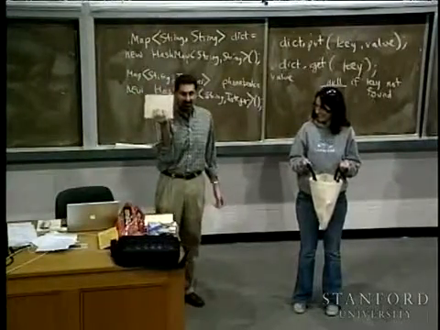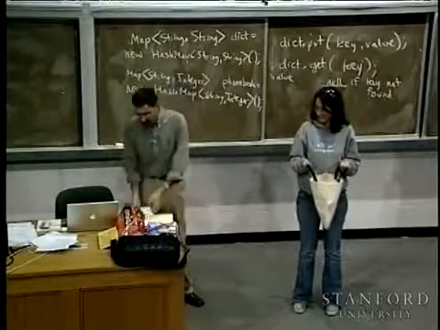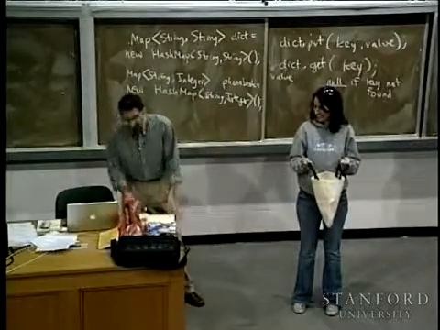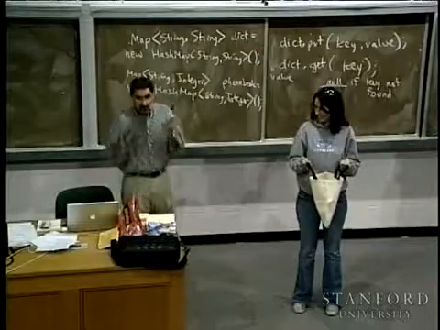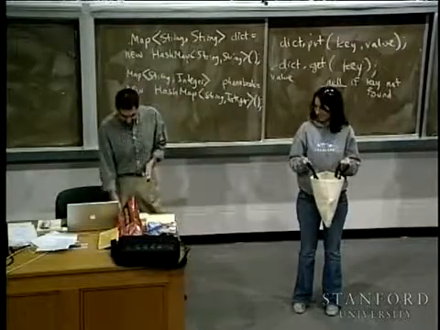And on one side we're going to have the key, and on the other side we're going to have the value. So what I'm going to do is write the keys in black and the values in red so we can keep track of them. That way we won't get them confused in our mind.